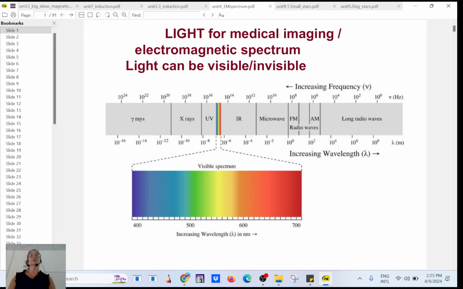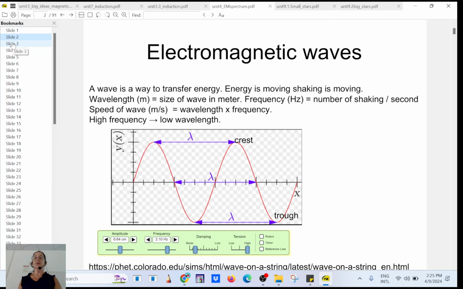So why is it called an electromagnetic spectrum? Because it's made of an electric field and a magnetic field. So remember, when you have an electric field, like current, it will induce a magnetic field. But a magnetic field can induce an electric field. Do you agree? That's what we have learned. So how does an electromagnetic wave work?